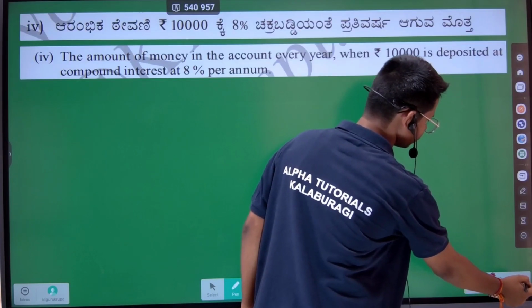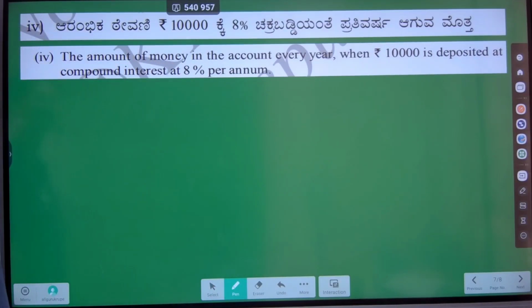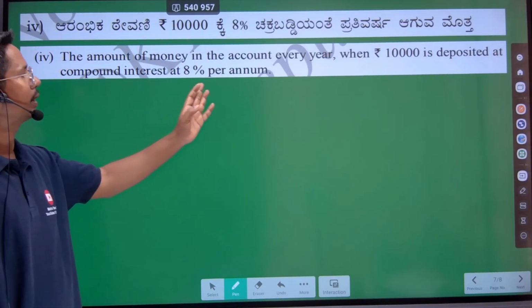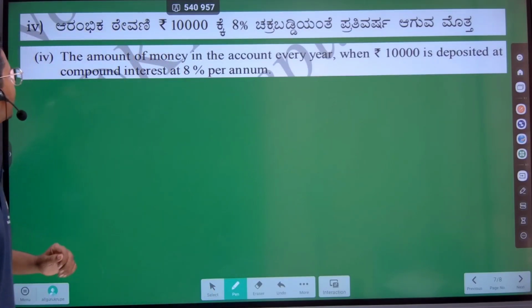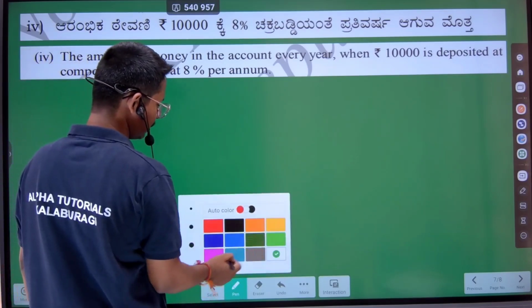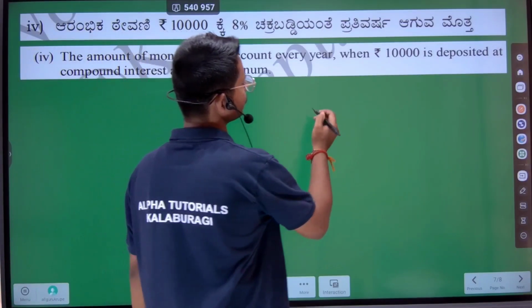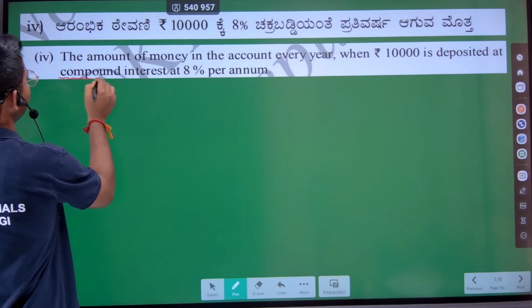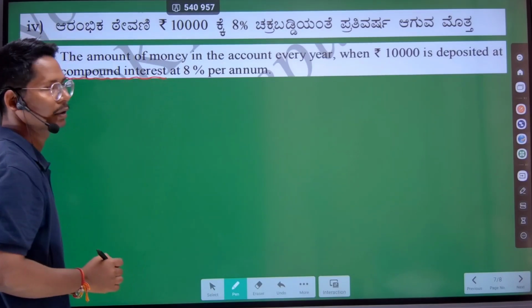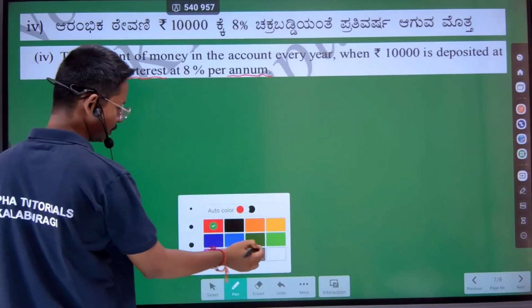See the next question. The amount of money in the account every year when 10,000 rupees is deposited at compound interest at 8% per annum. First we will highlight the important terms: deposited at compound interest, which is very important, and per annum.